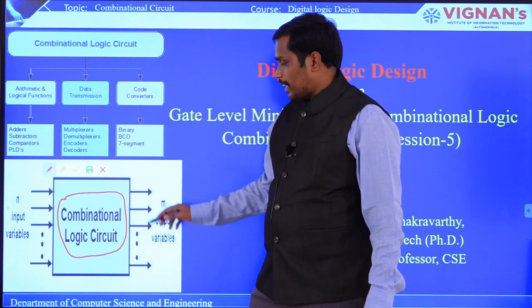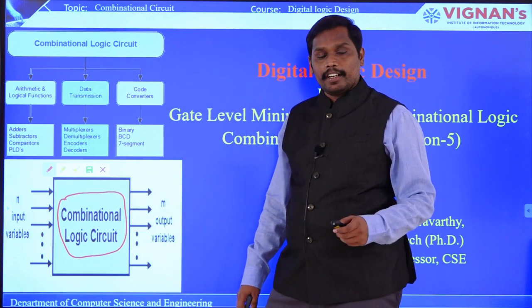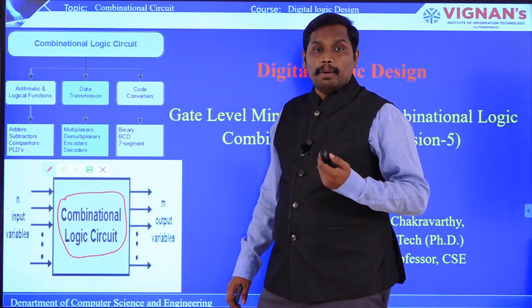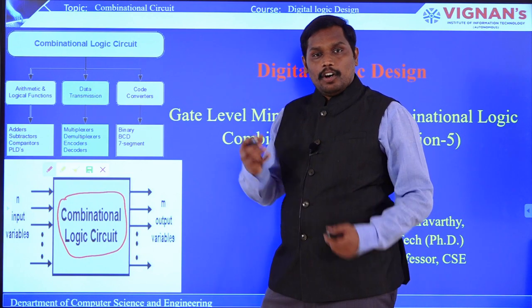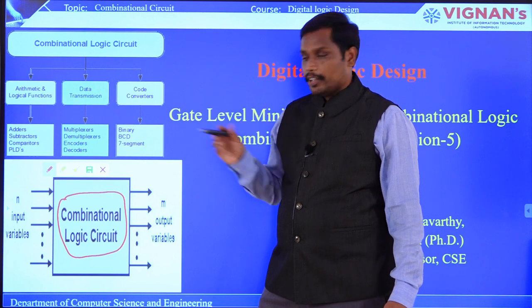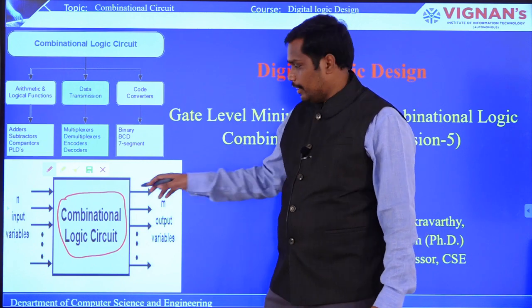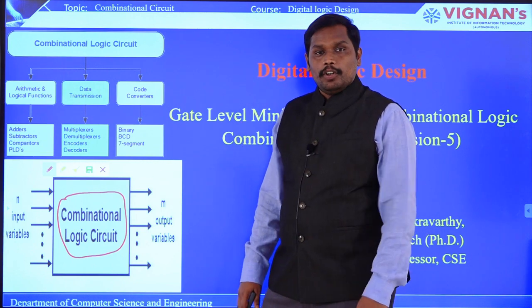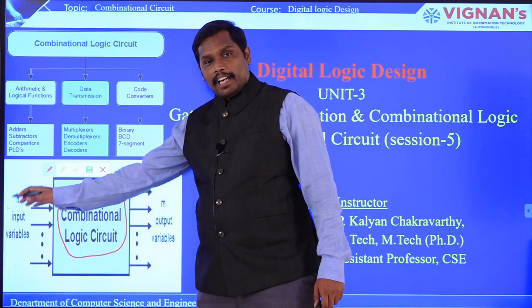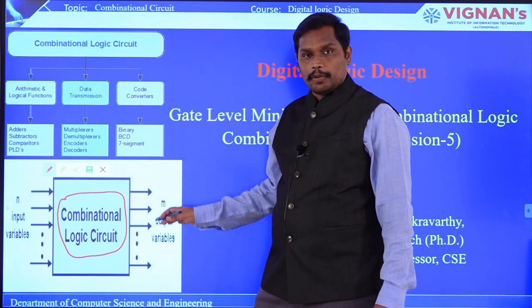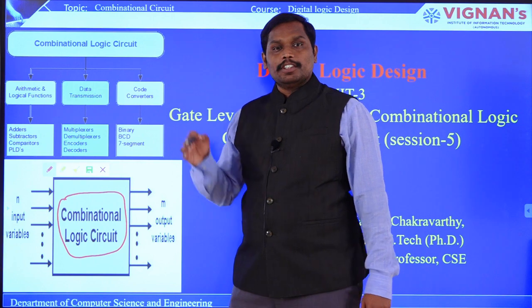So these are the parameters for combinational logic circuits, where there is no kind of memory element that can store the data, or that it can take as feedback. Okay, the self-feedback mechanism is not available in a combinational logic circuit. So this particular combinational circuit will have input variables and output variables, and inside you will have some gates.